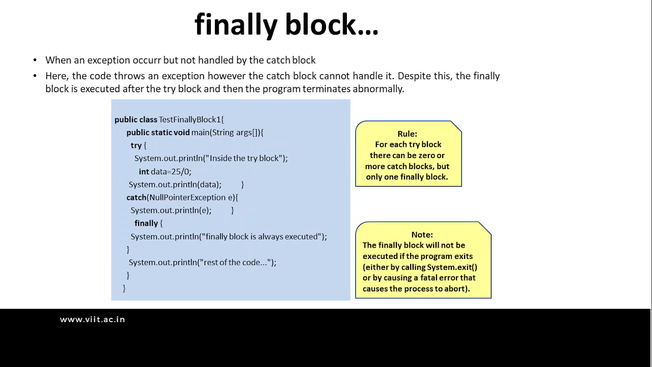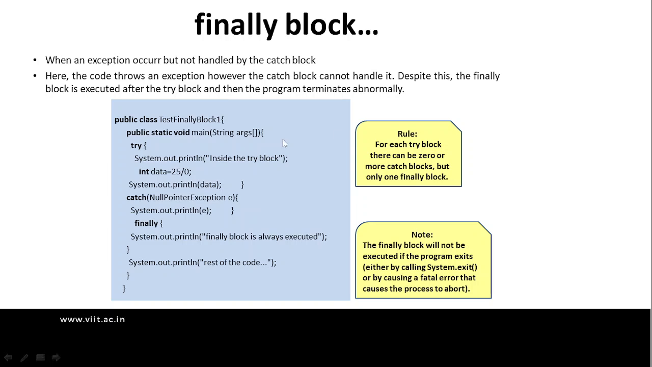The finally block executes when an exception occurs but is not handled by the catch block. Here the code throws an exception, however the catch block cannot handle it. Despite this, the finally block is executed after the try block, and then the program terminates abnormally.